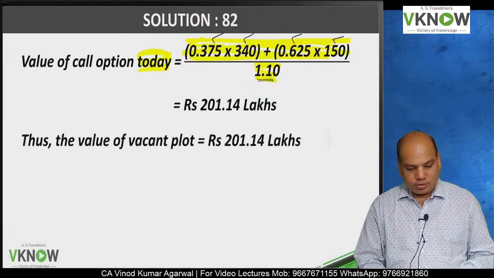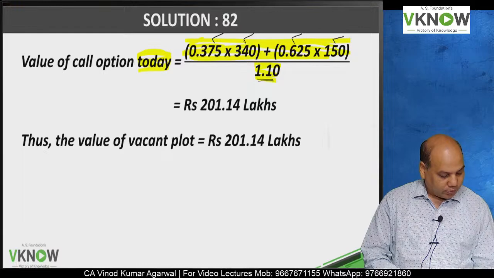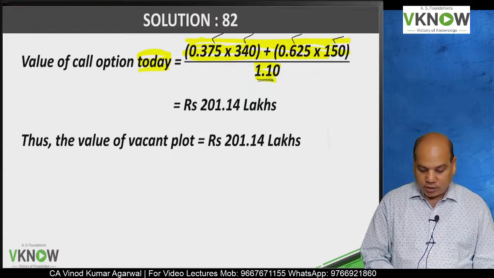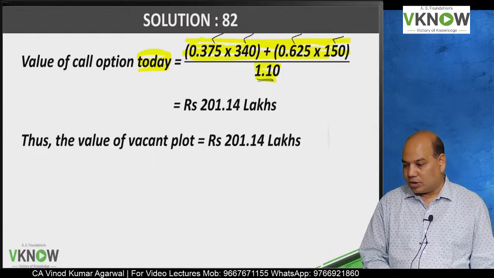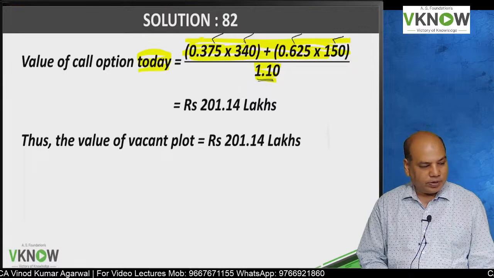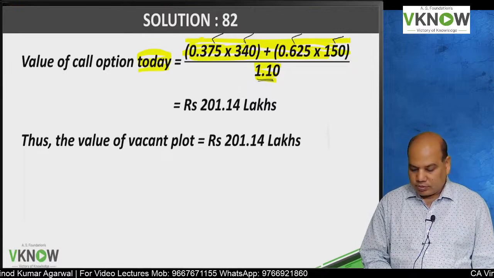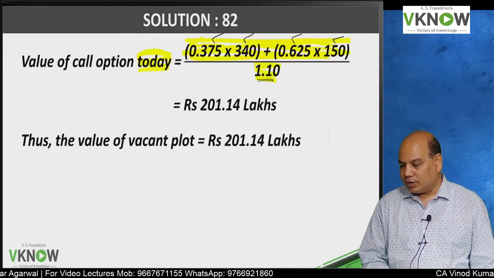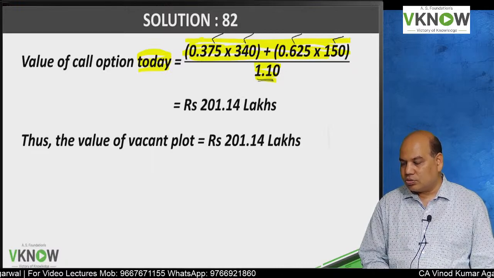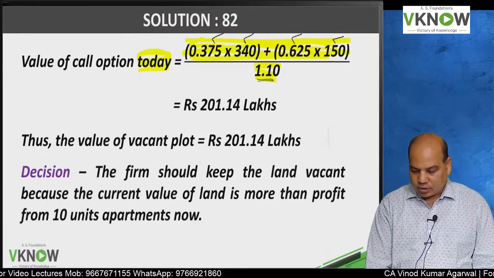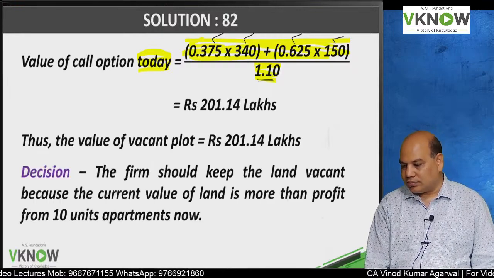201.14. Now write down. There was a question: what is the value of the plot of the land? So write down, thus the value of the vacant plot is 201.14 lakhs. The value of the vacant plot is 201.14 lakhs. And then write down the decision.